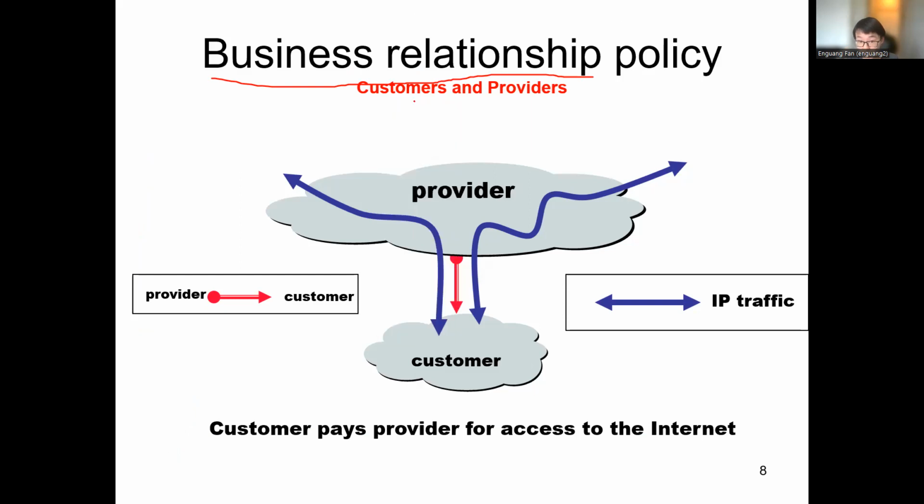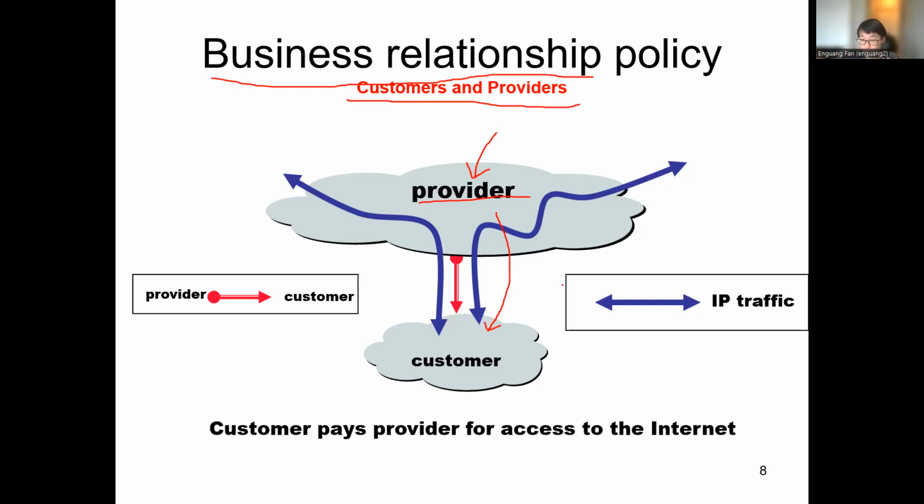So the first kind is customer and provider type. Let's suppose you are a server and I am a host. I am a personal computer. So I'm a customer and you're a provider. Whenever I search something on Google, Google will send back the result to you, and you will send the HTTP file back to me, right?